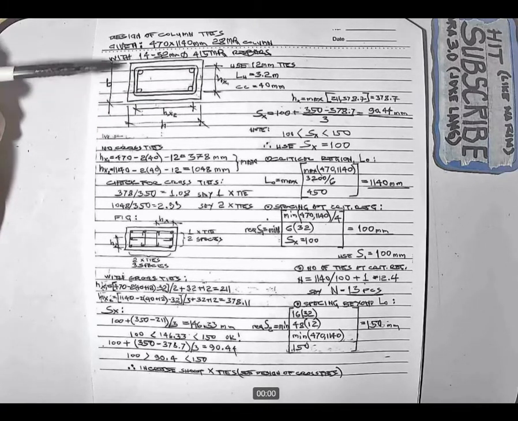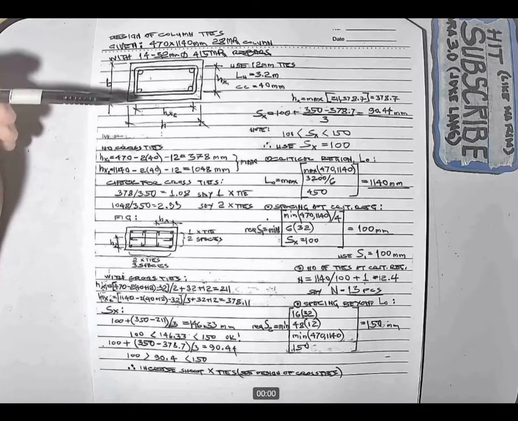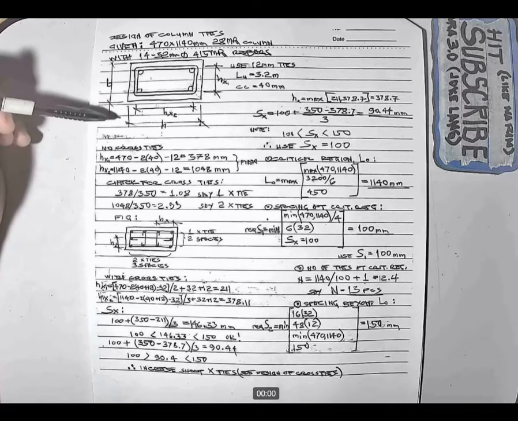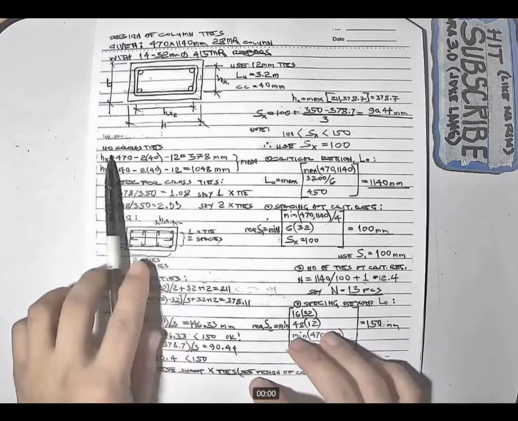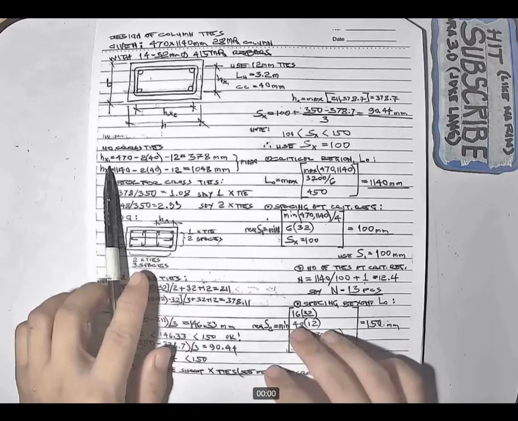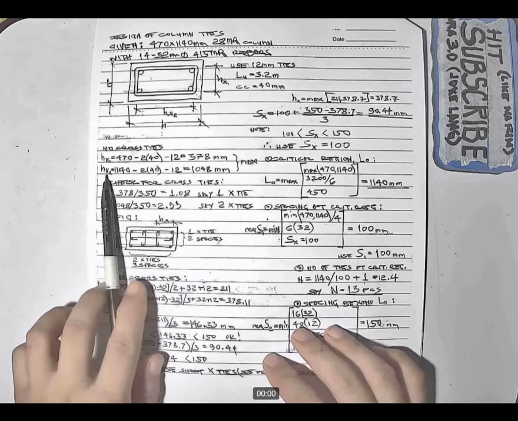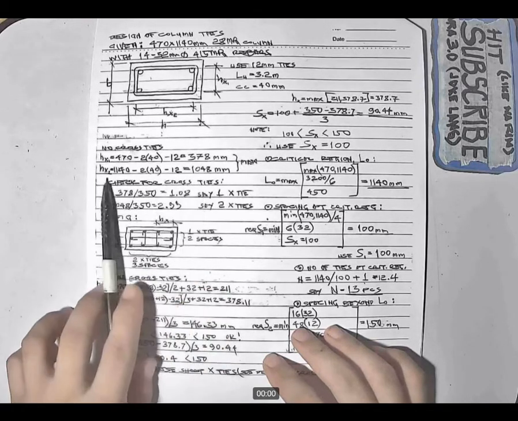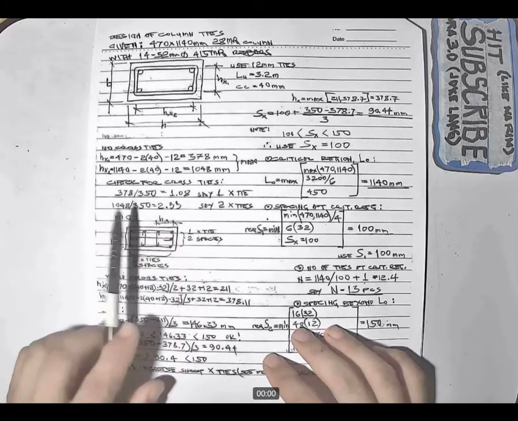So, first step is to measure your HX in the short and long direction with reference to your corner bars only. Okay? Or no cross ties. So, our HX1 is 378. HX2 is 1048 mm.